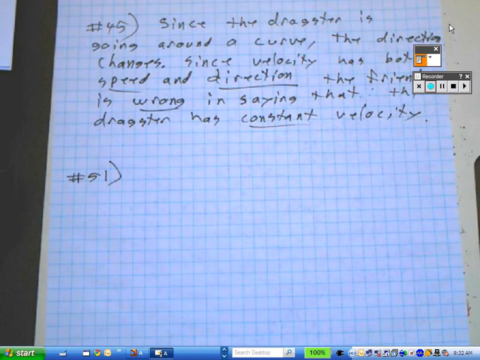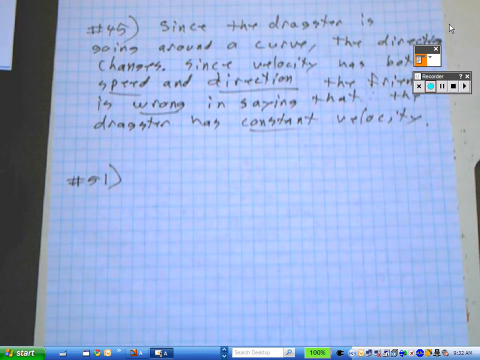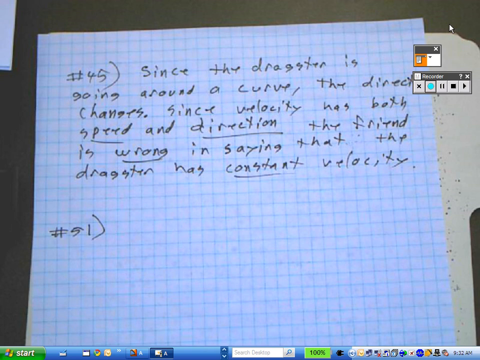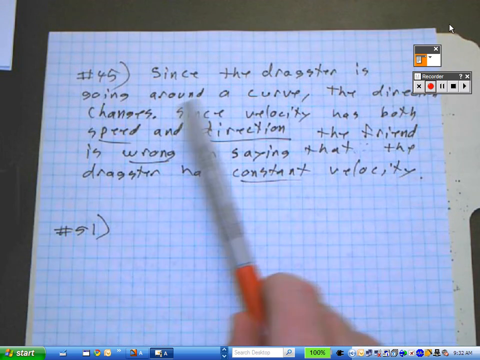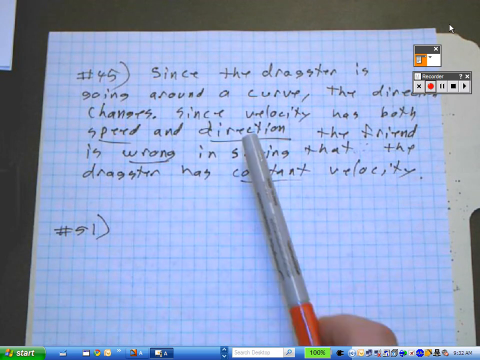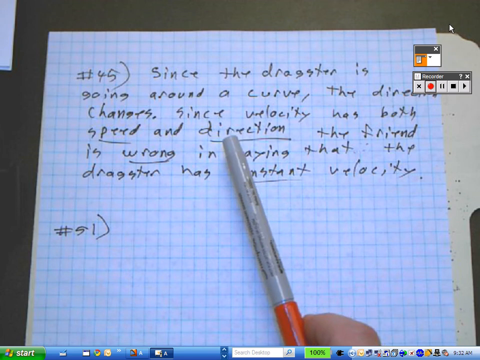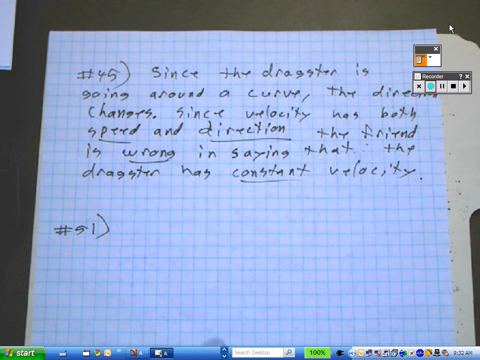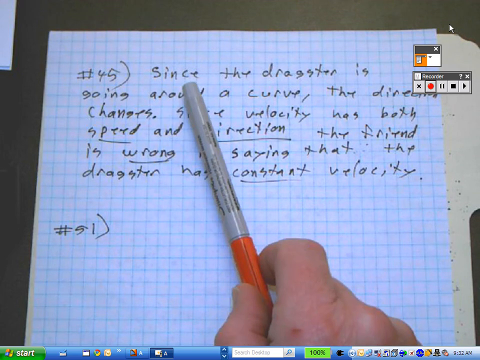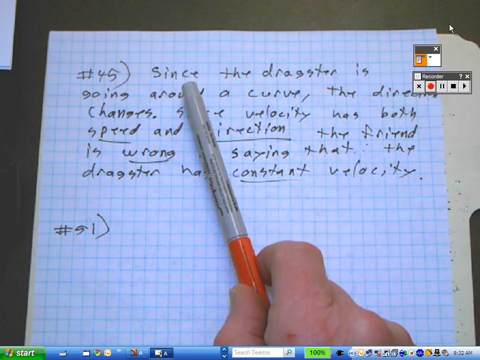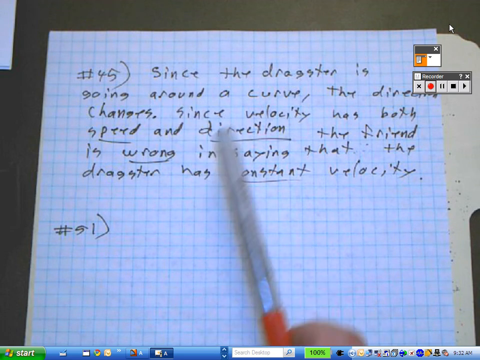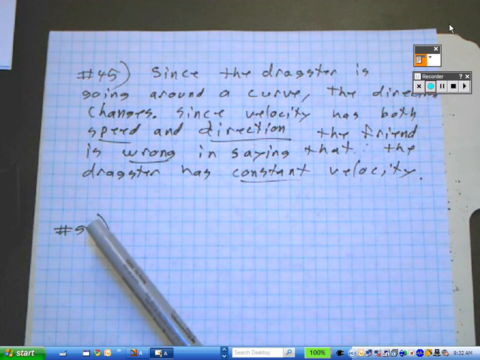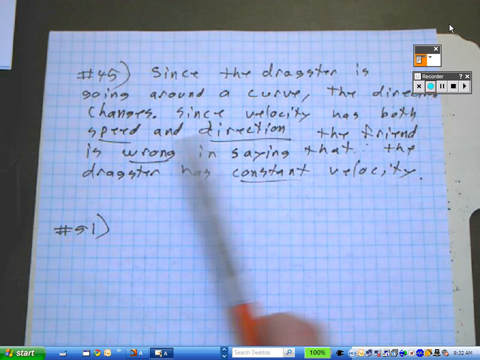Let me just tell you how I would approach this. So let's say you were solving this and you would look at number 45. I would answer it this way, or a student looking at this would give me a sentence or two. The thing that you don't know now probably is that velocity has 2 parts. It's how fast you're going and the direction. So I would answer it this way. Your friend said the dragster is going at a constant velocity, but the dragster is going around a curve. The direction is always changing. Velocity has both speed and direction.